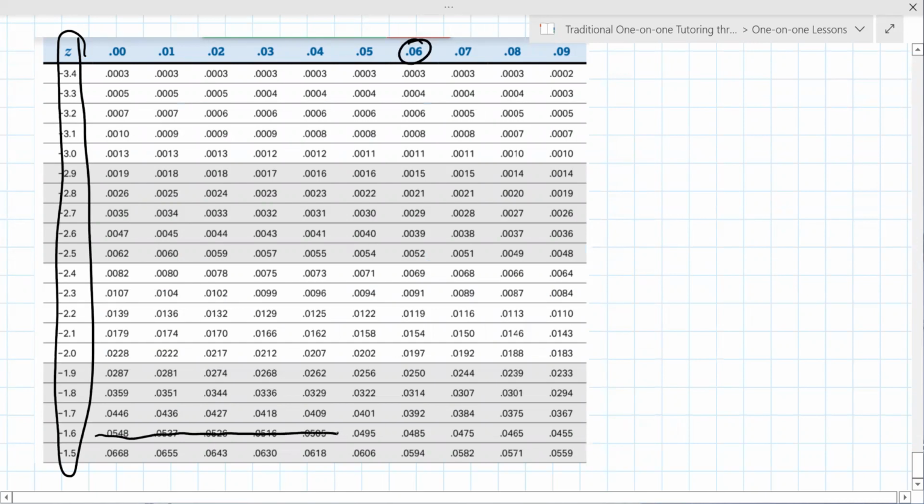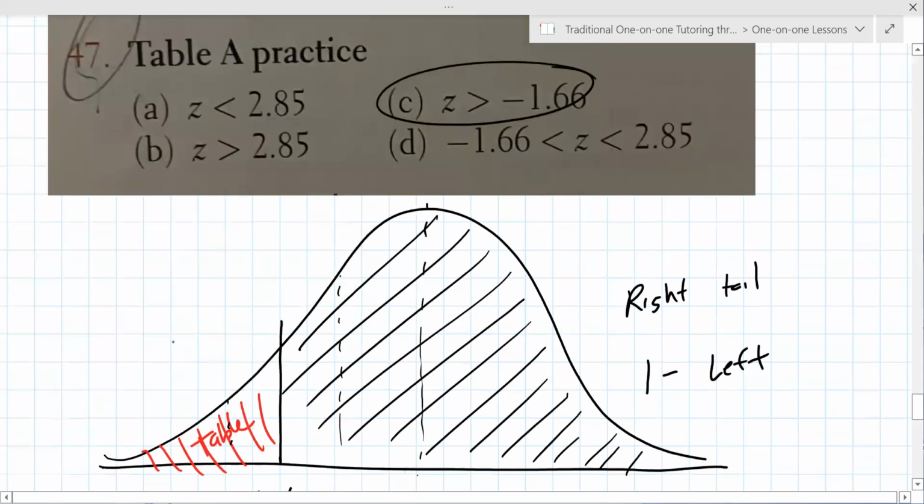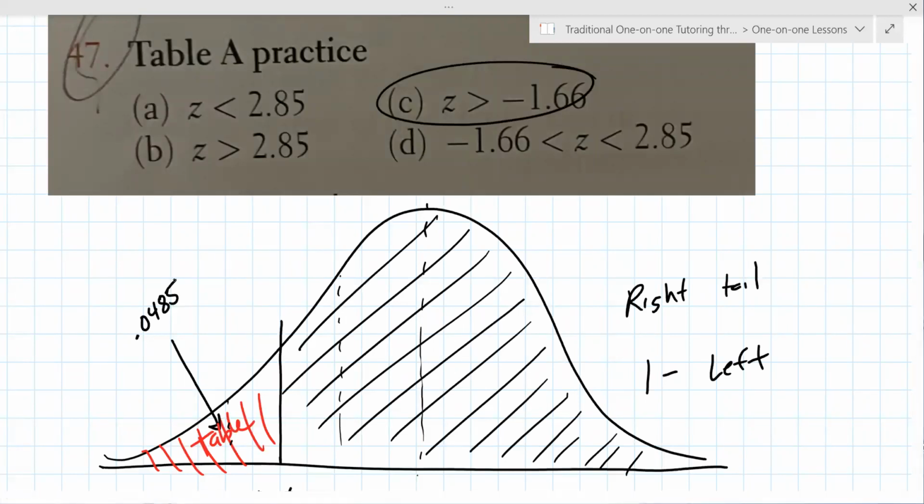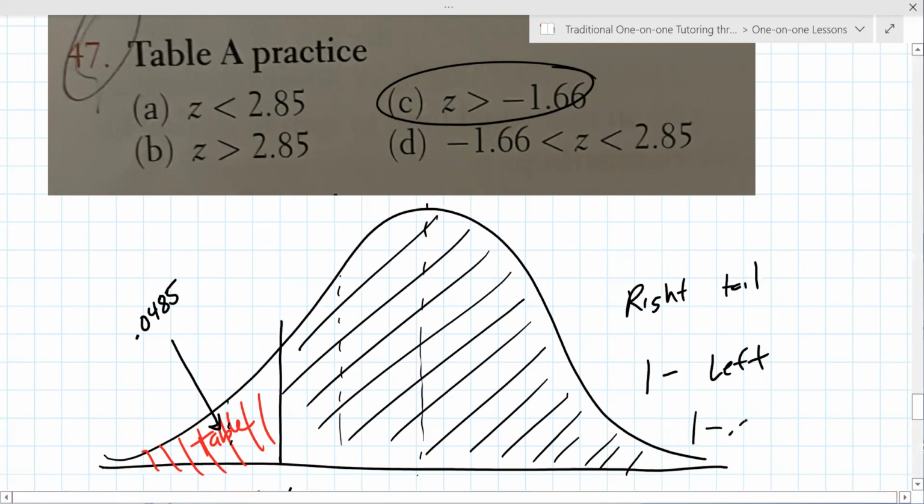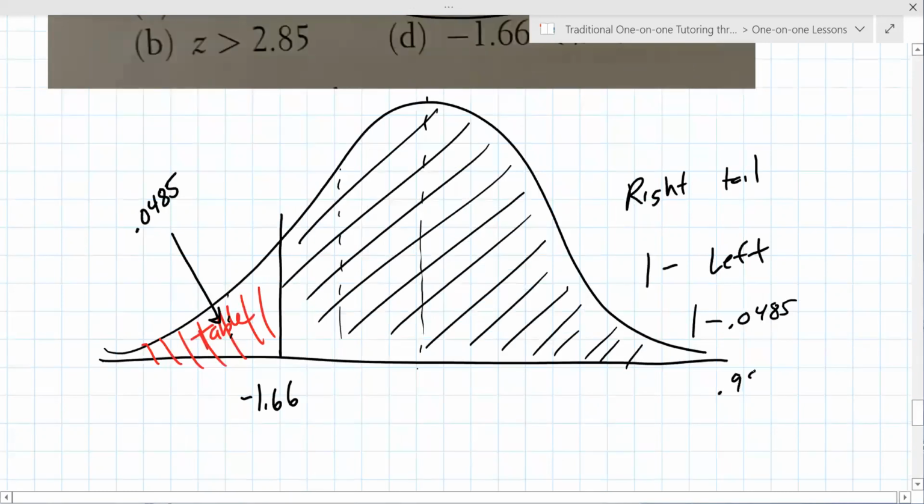0.0485. Yes. So here's what that means. Let's go back to our picture. That means that in this area over here on the left is 0.0485. But we have to do 1 minus that to get the other side, because we want greater than. So 1 minus 0.0485, which is 0.9515. Yeah.